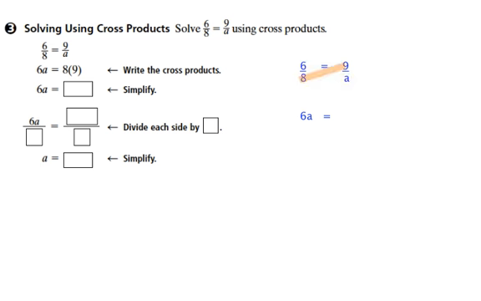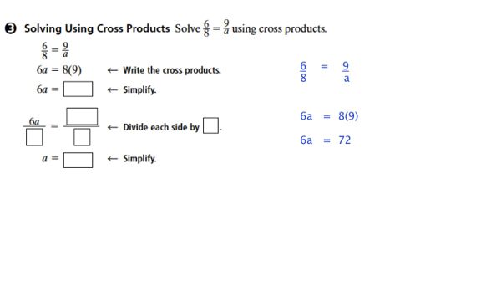To start with, we will write down 8 times 9. Eventually, you'll be able to cut this step out. So now we have 6a equals 8 times 9. We go ahead and multiply 8 times 9 and we get 72. So now we have 6a equals 72.